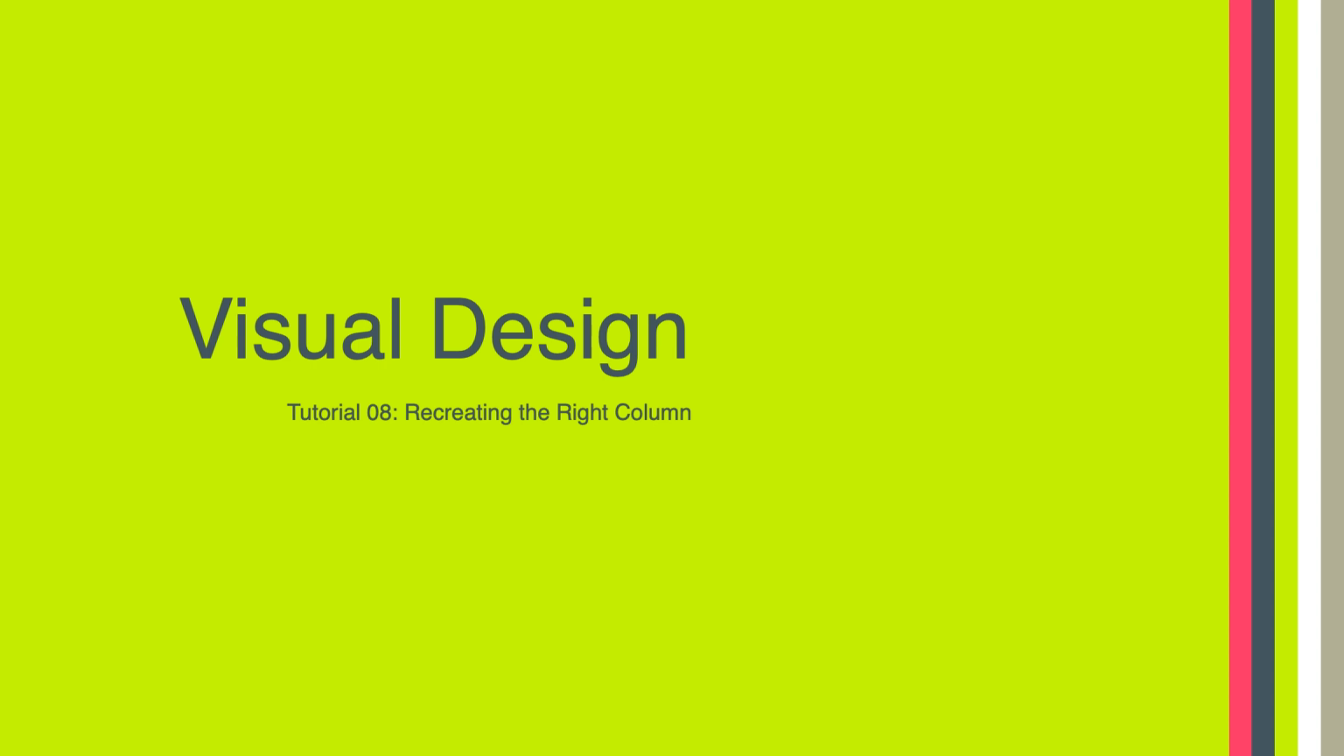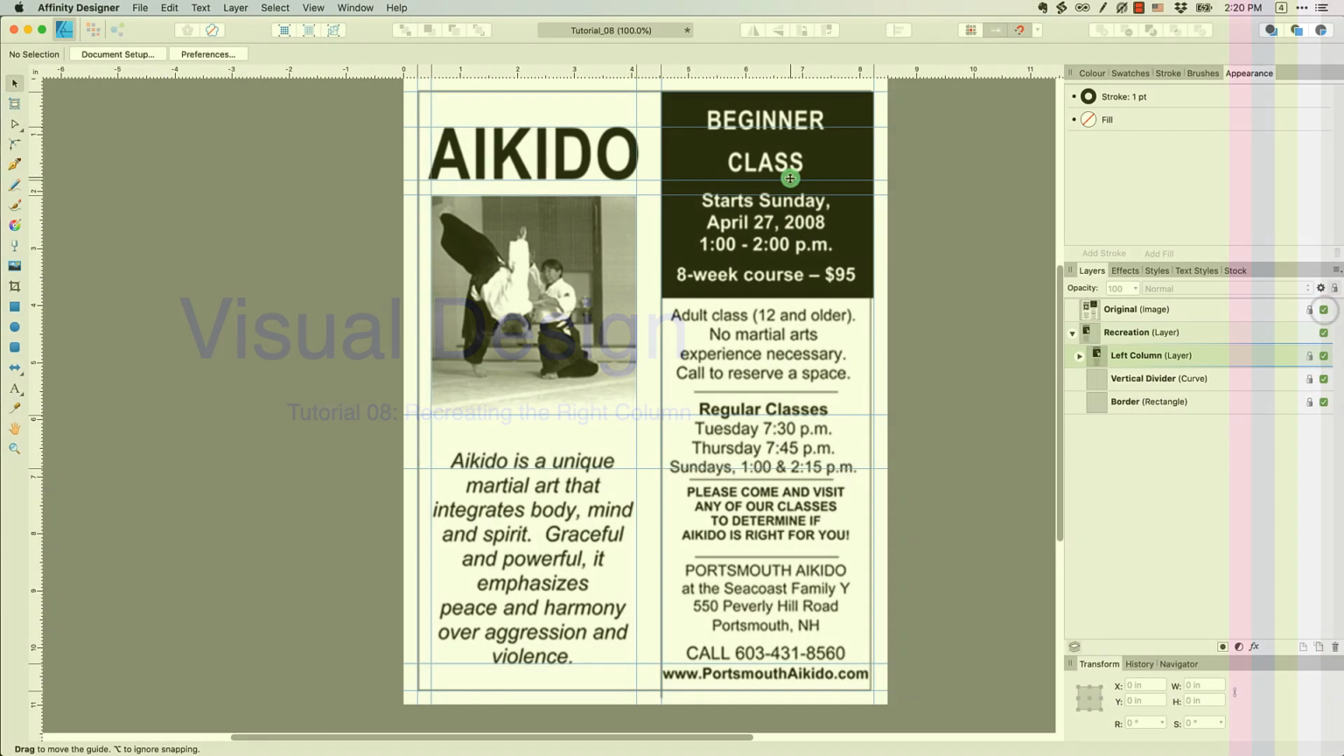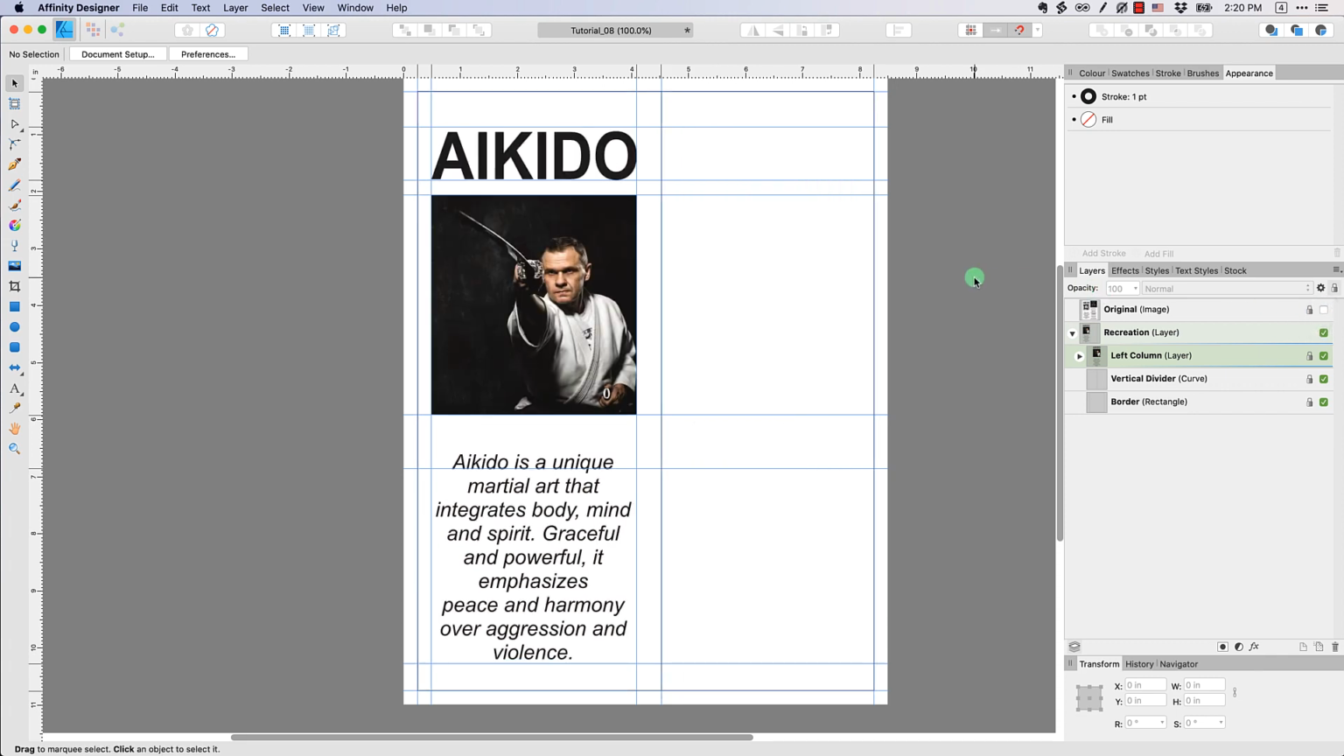In this tutorial we are actually going to focus on designing the right side of the Aikido flyer. And so to do that, let's see where we're starting off. I'm starting off right where we ended with tutorial 7, and you can see here I've got the left column in place. And the only thing that I've done is I've renamed my file to be tutorial 8, that's all.